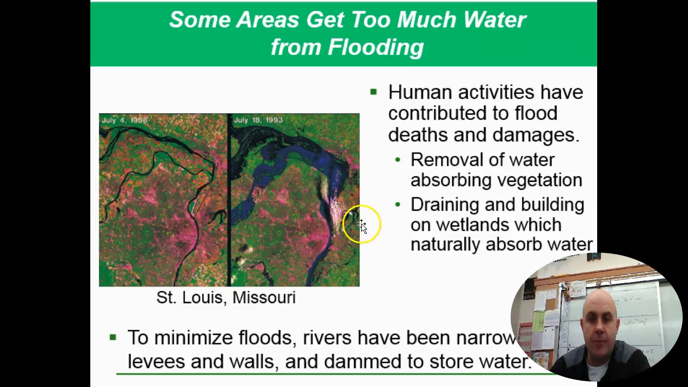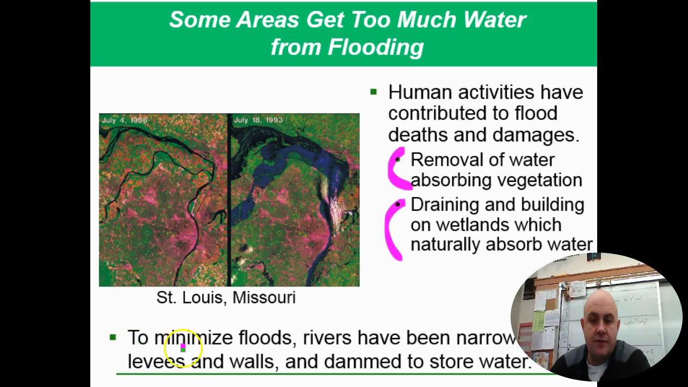So how do we help out? Well, human activity has contributed to this flooding issue. We've removed a lot of the vegetation along floodplains, which absorbs water. Draining and building on those wetlands so the water can't be absorbed anymore results in, when it does flood, greater quantities of flood rushing down places and not being absorbed.